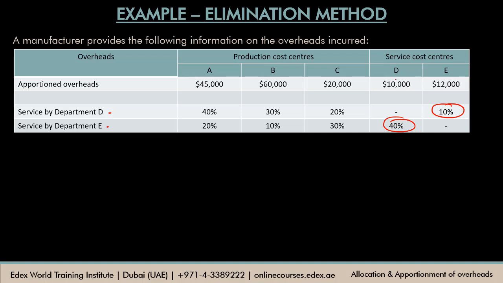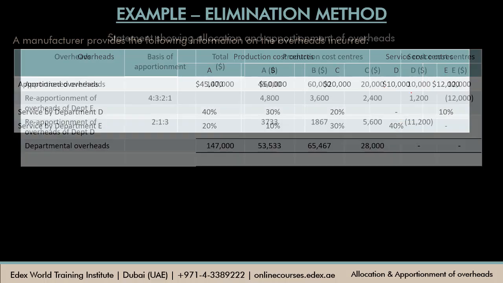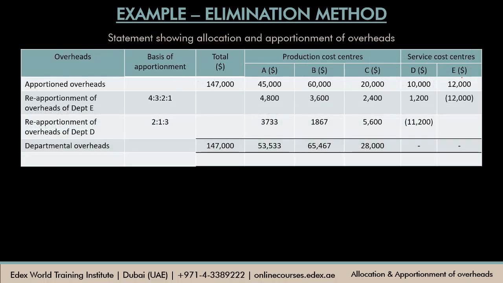Here the service cost center D has been given a cost of 10,000 while E is given cost of 12,000. Question is, which one should be done first and which one should be done later? So the rule is, whichever service cost center has the higher cost among the 2 or 3 service cost centers that they've given in the question, that should be done first, and the service cost center with the lower cost should be done second or third, whatever.